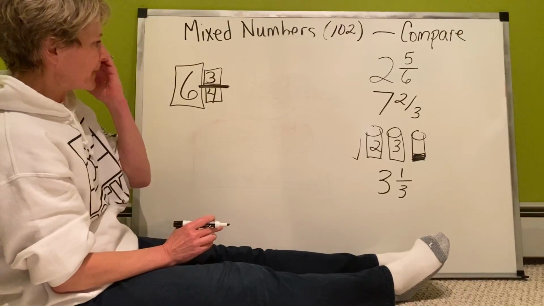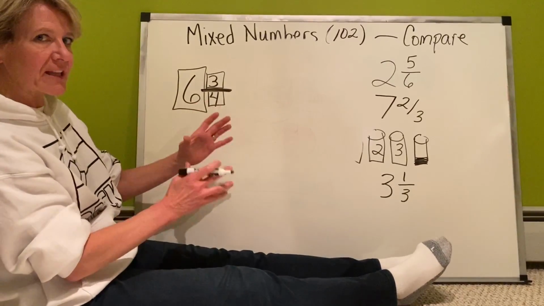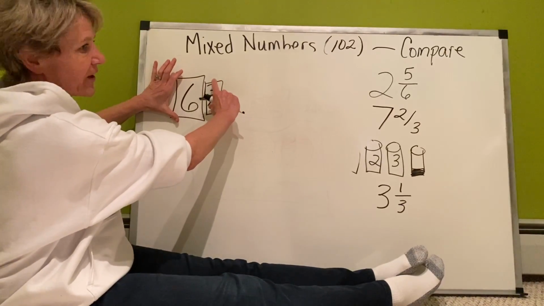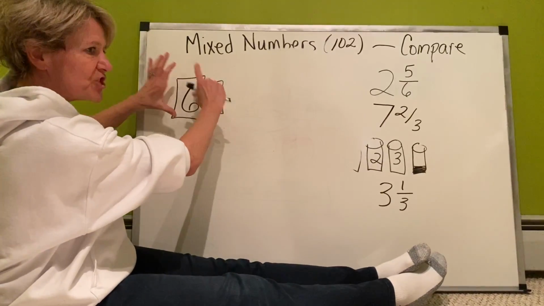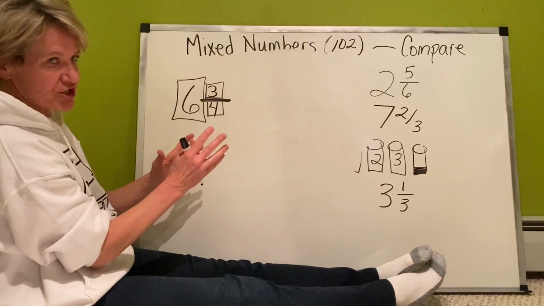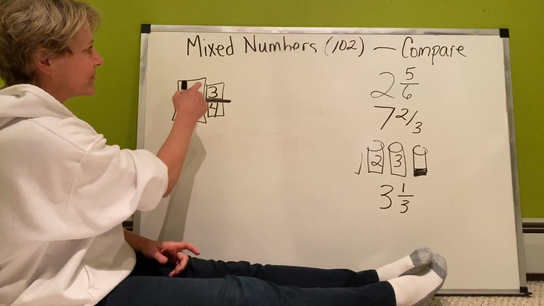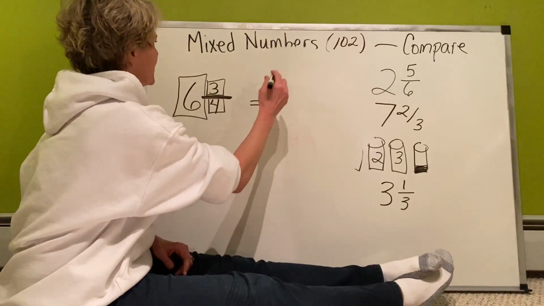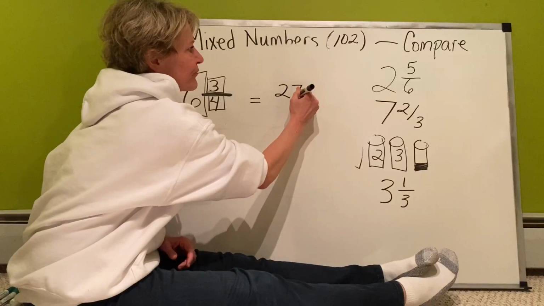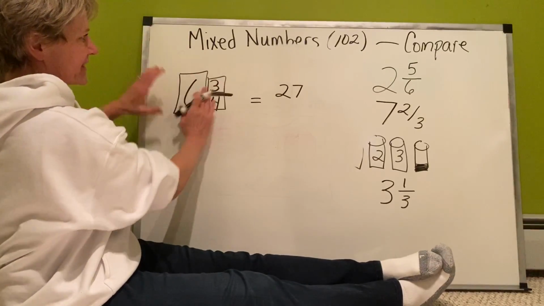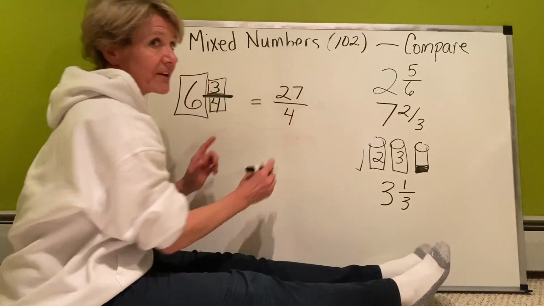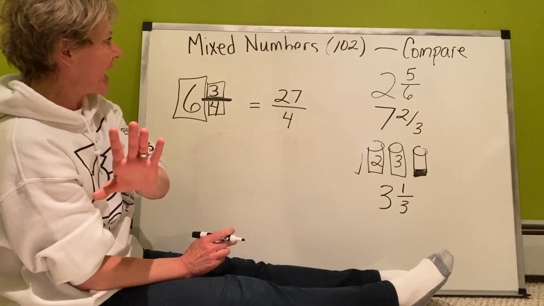Some people along the way don't like having big whole numbers sitting right next to fractions. I don't know why, but they change it into just a fraction. Let me show you what this would be as a fraction. As a fraction, if I didn't like this big number next to the fraction, I would turn it into 27/4. Now, wait a minute. I'm going to show you how I got that.